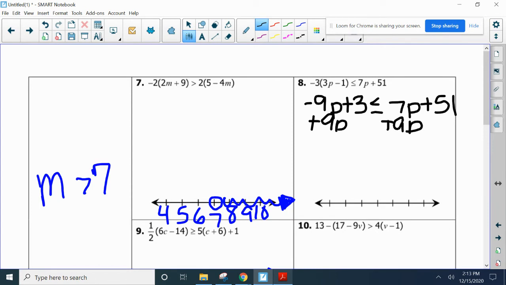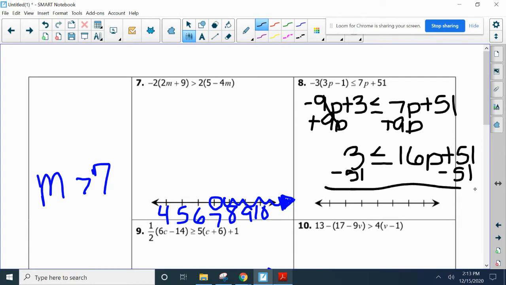So then I am left with a 3 on the left side is less than or equal to 7 plus 9p is 16p plus 51. So then I want to get rid of my addition. So minus 51 minus 51. So we're going to have a negative 48. So negative 48 is less than or equal to 16p.